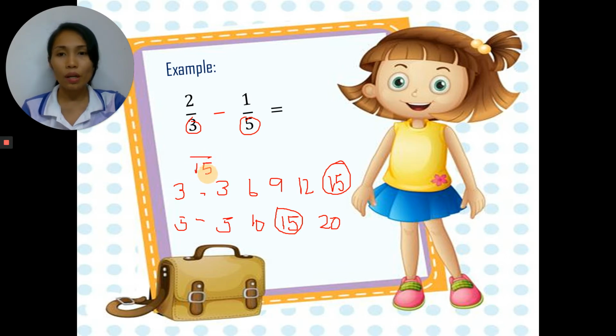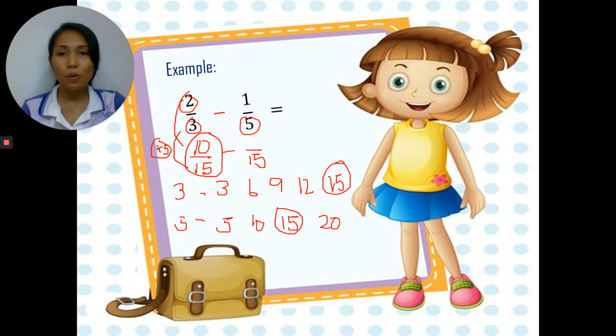So now that we got 15 as the new denominator, okay, let's try. What factor are you going to multiply to 3 to get 15? It's 5, right? 3 times 5 equals 15. Now to get the numerator, we use the same factor, 5 times 2, because it's 5 here. Multiply with the numerator here, so 5 times 2 equals 10. Now we got the first fraction, 10/15.